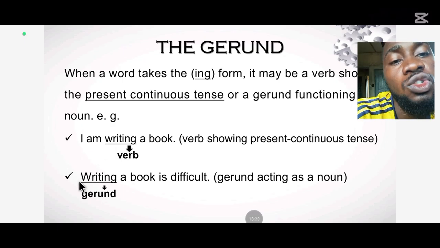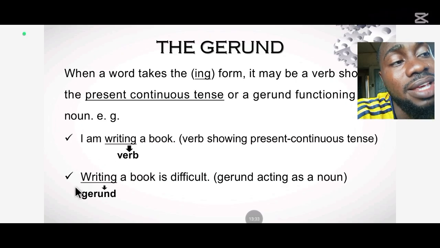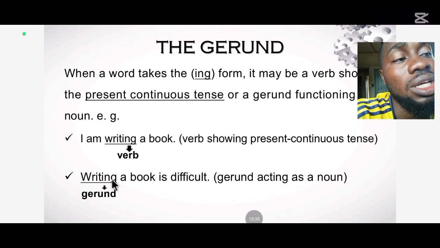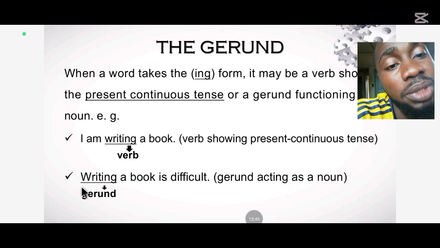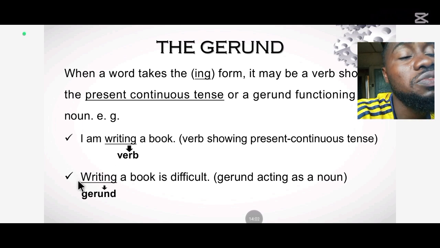Okay, let's look at the second. Writing a book is difficult. This is a gerund, but it is serving as a noun, or is acting as a noun here, because it's the beginning of a sentence. When you have a gerund in the beginning of a sentence, it's functioning as a noun. So let's look at what we have in the bracket. Gerund, acting as a noun.